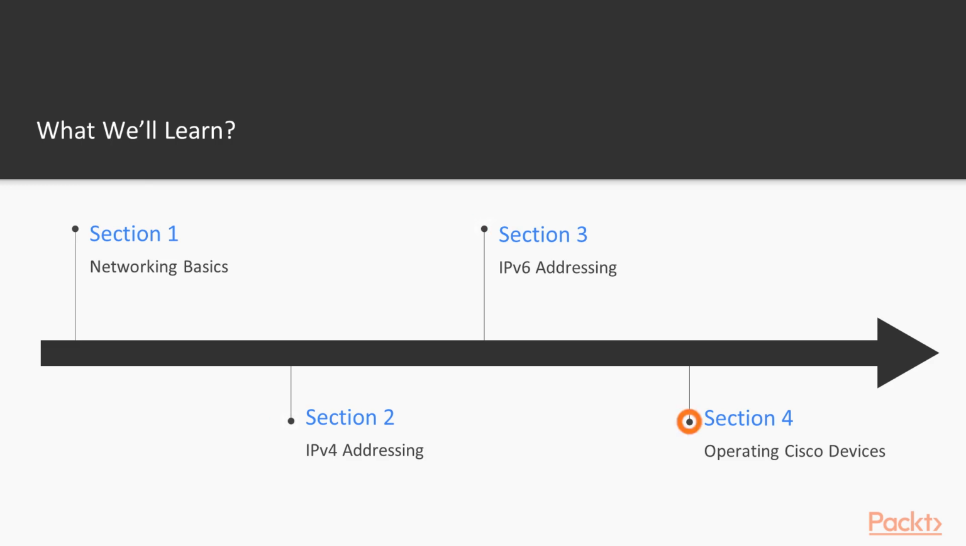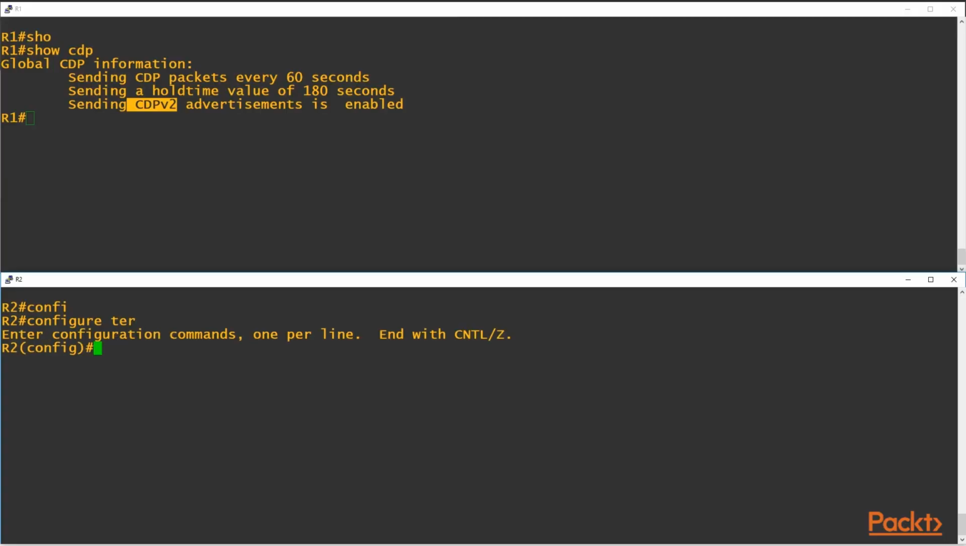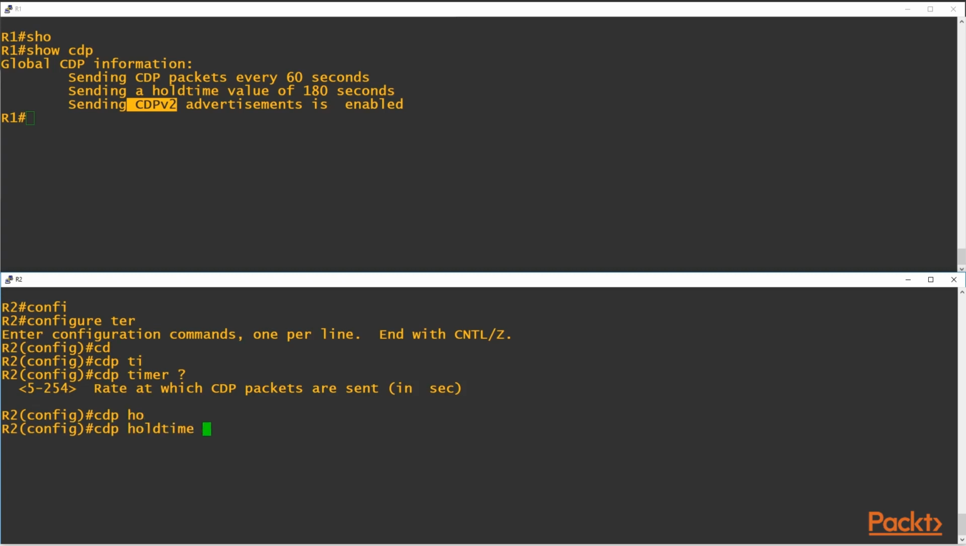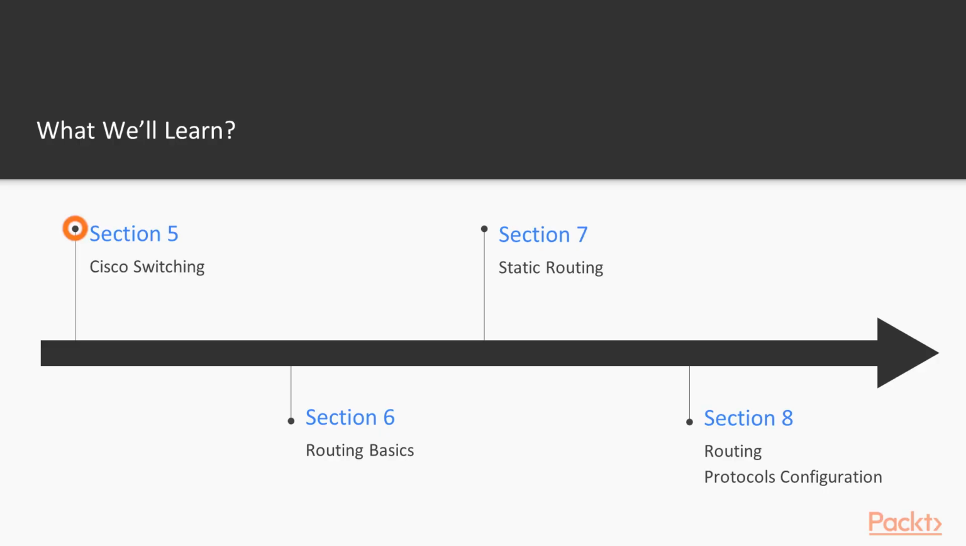From Section 4, we will start our hands-on experiences with Cisco devices. And I will show you how you can basically manage a Cisco device. And more specifically, how you can interact with Cisco IOS or Inter-Network Operating System, which is one of many Cisco operating systems. CCNA routing and switching, as its name shows, covers routing and switching technologies.